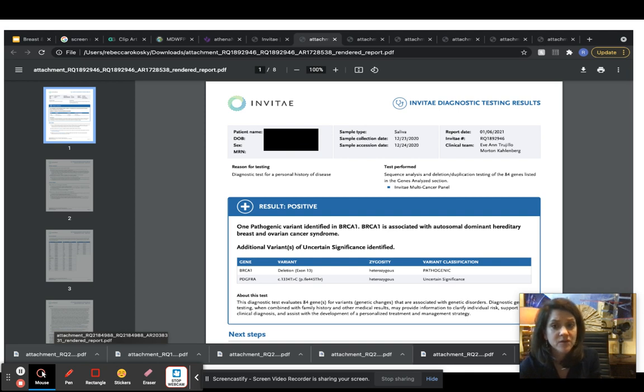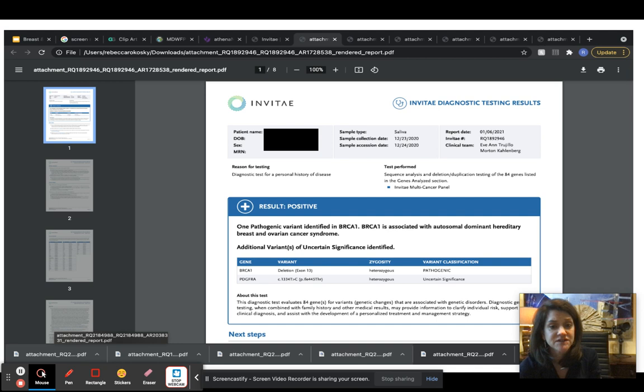If you look at her report a little more closely, you can see she has a positive result, and it gives us some more information about the gene, that it's autosomal dominant. So when we see autosomal dominant, we know there's a 50% chance that this patient's offspring would have the BRCA mutation as well. Also think about that there is a VUS reported in this panel.